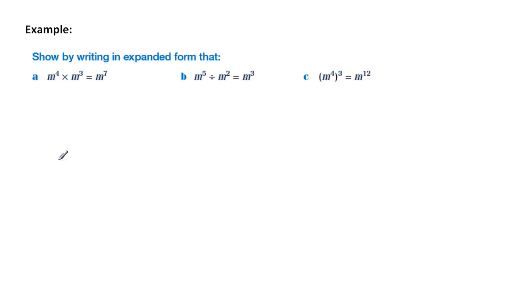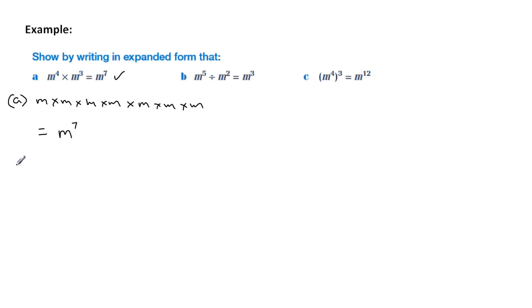Now we're going to apply the laws. So it says here, show by writing in expanded form that these laws actually work. Now this takes a little while, but it's a very important thing to see. So if I take m^4 and multiply it out in expanded form, and then I multiply by m^3 also expanded, when I put these to a power, we've got 1, 2, 3, 4, 5, 6, 7. So our base m is to the power of 7, and that's why this one works.